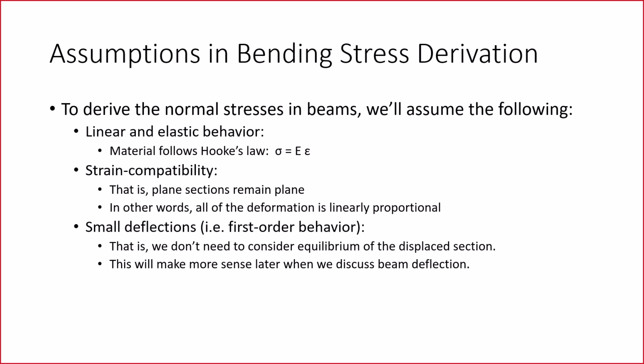So the first thing that we're going to assume is strain compatibility. And that's just another way of saying that all of the deformations are linearly proportional to one another. So we don't have these bizarre kinks in the beam; when we take the beam and deflect it, we have a smooth deflected surface. And we also are going to assume what are called small deflections, or what's called first order behavior. That is not going to present a problem in this class. It can present a little bit of a problem in more advanced engineering applications.